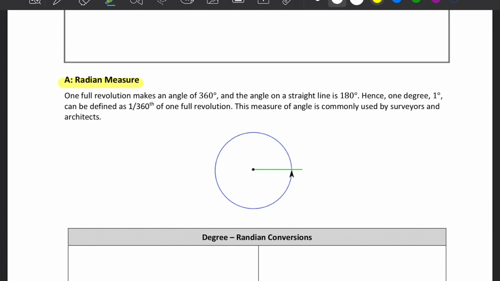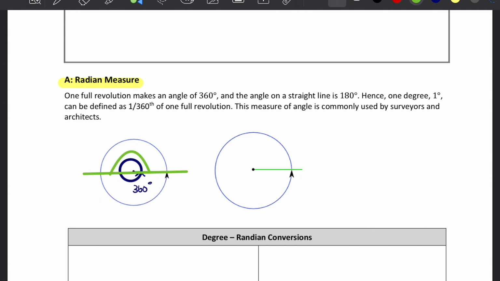Okay, so let's talk about a circle in terms of degrees first. Let's say we have a circle, and a straight line that goes through the center of the circle, and the angle formed on top of the straight line is measured as 180 degrees. So this is how you measure the angle.